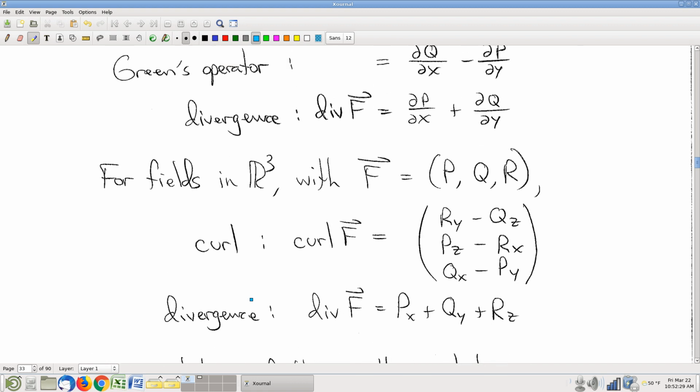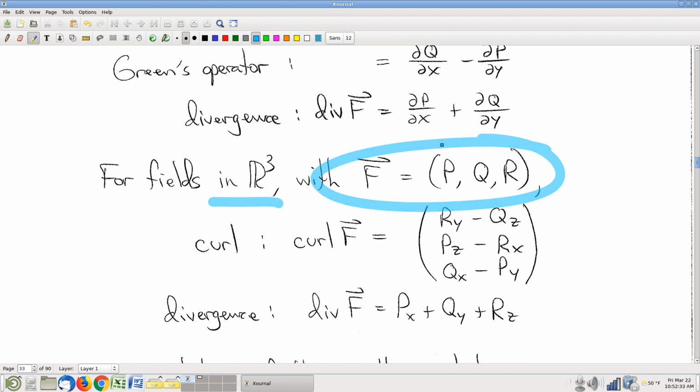Here are some other things. If we move now on to R3, by the way, again with the notational convention, the component functions very commonly are called P, Q, R. Sometimes they're called F1, F2, F3 also, right? But I'm going to stick with P, Q, R just, again, it's a very common choice.